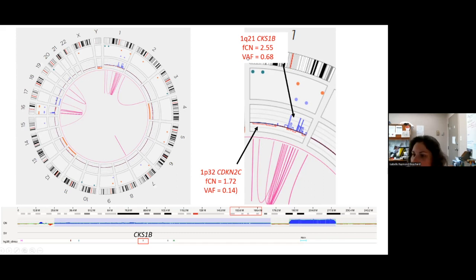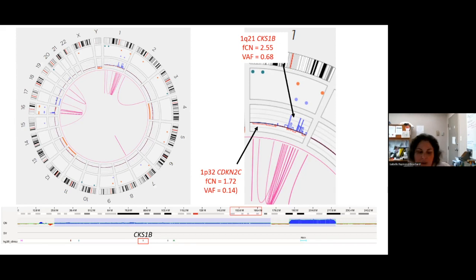And for the gene CKS1B, for 1q amplification or gain, it looks like we have a gain with a fractional copy number of 2.55. When you zoom into the 1q region here, you can see that even though there's lots of events happening, where the gene itself is situated, it would be considered a gain. So the software gives us a gain of 2.55.